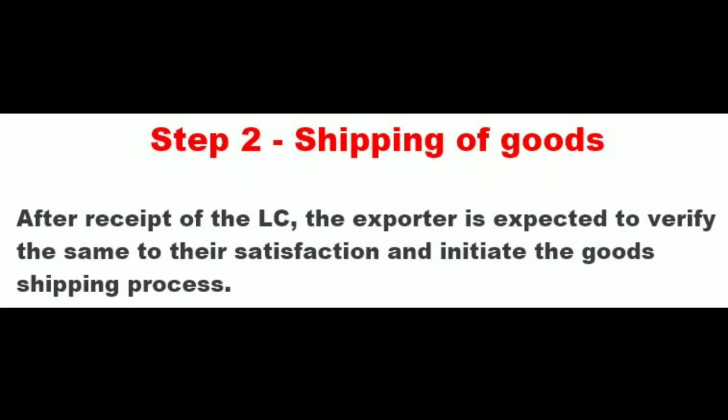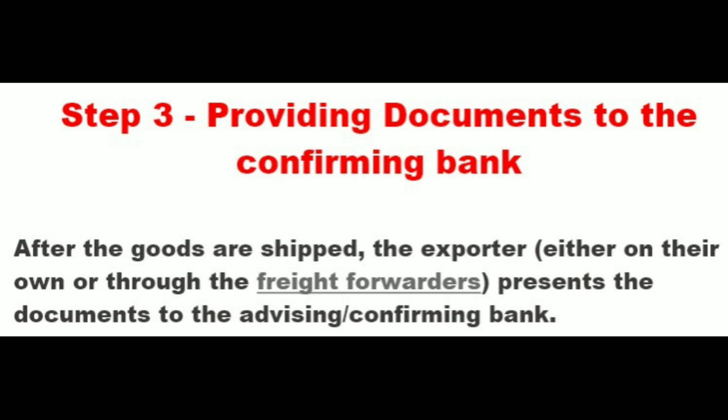Now we will discuss step 2, shipping of goods. After the receipt of the LC, the exporter is expected to verify the same to their satisfaction and initiate the goods shipping process. As we have discussed, the exporter has received the letter of credit from his bank. He verifies and checks the details of the letter of credit and starts preparation for the shipment of the goods to the importer.